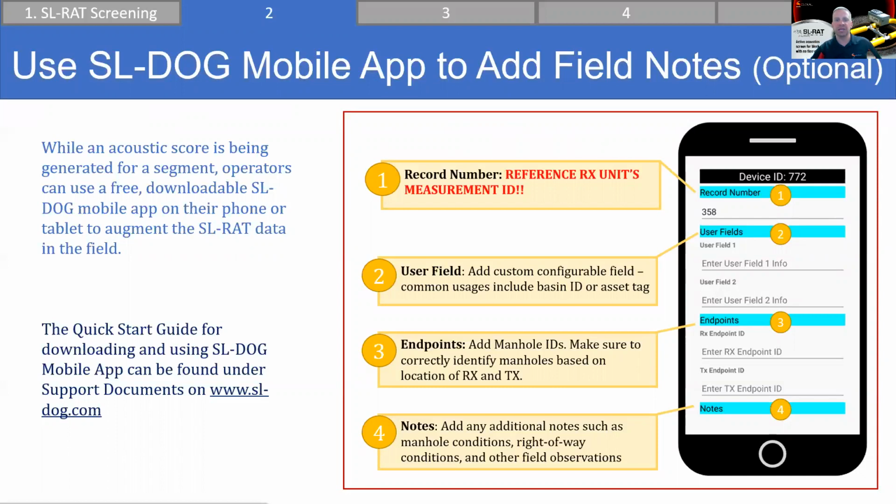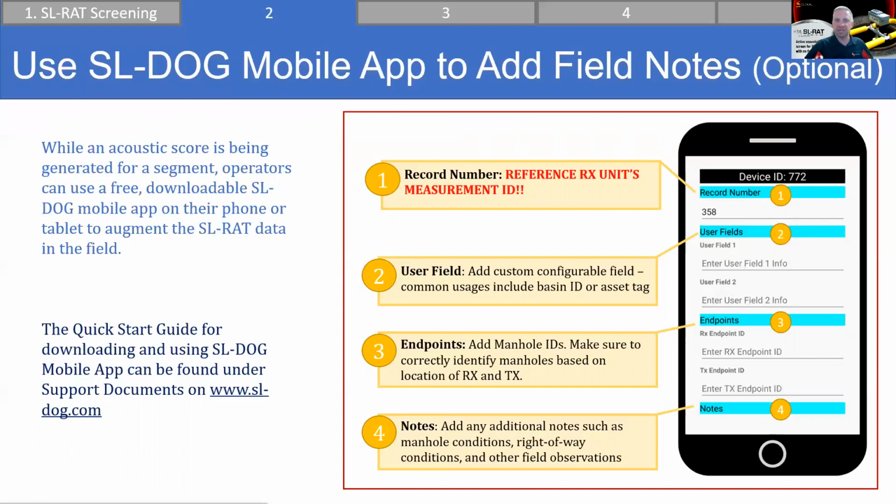The mobile application can be downloaded just from your mobile app store for either Android or iOS. It is very important when using the app to make sure the record number on the app corresponds with the measurement ID number on the correct SLRAT device. The screen here shows what the app looks like on your phone.